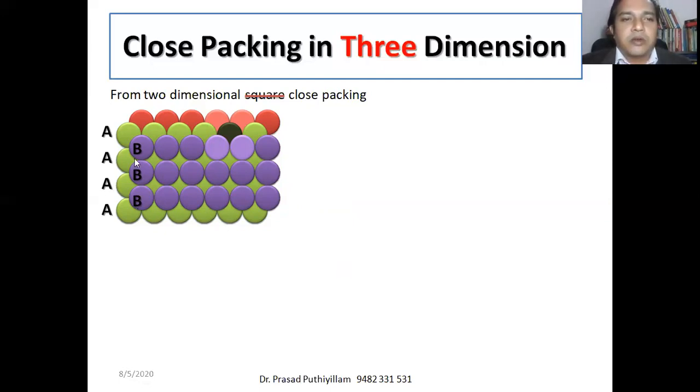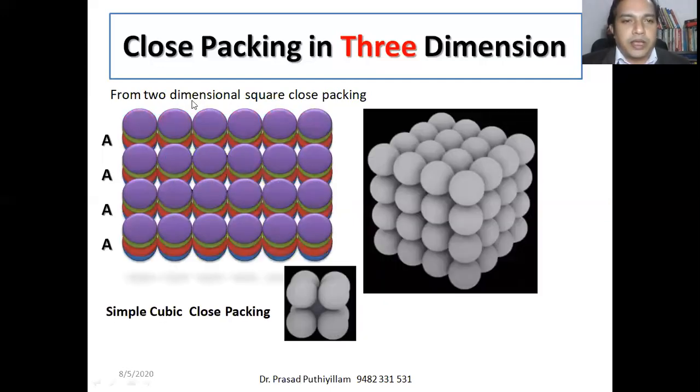Therefore, we are not continuing this explanation with this molecule with two-dimensional square close packing. We are doing only the first case, that is it forms simple cubic close pack. Okay, A type in all 3 dimensions. In 3 dimensions, it is AAA type arrangement. Then it is simple cubic packing.